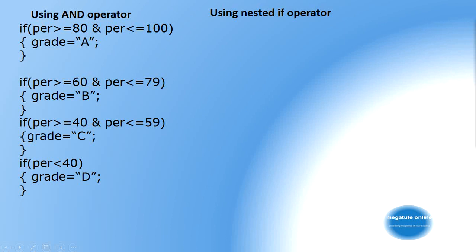Now, how will I do the same thing using nested if without using the AND operator? First condition, I'll of course check if percentage is more than 80. Now my next condition to be checked is less than 100. So I will create a nesting and I'll say if percentage is less than 100, then grade is A. Now I'll close both the ifs. All right. And I'll put else.